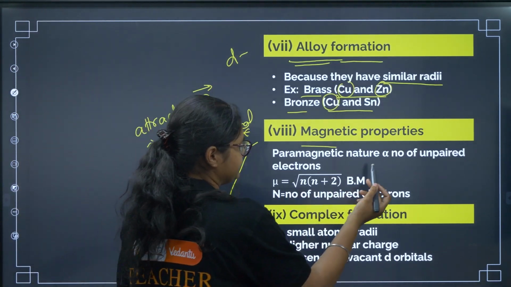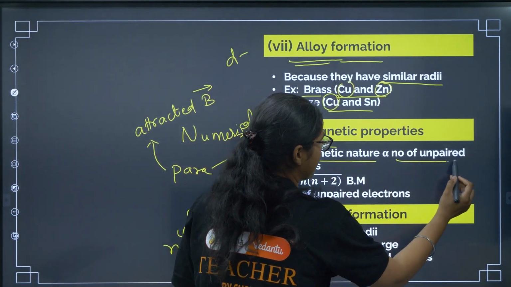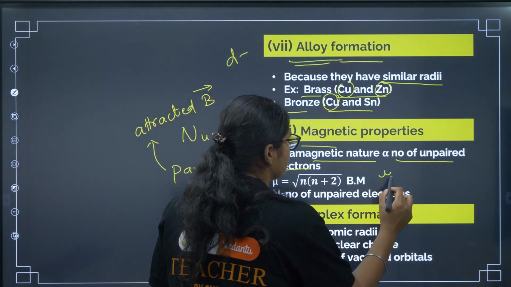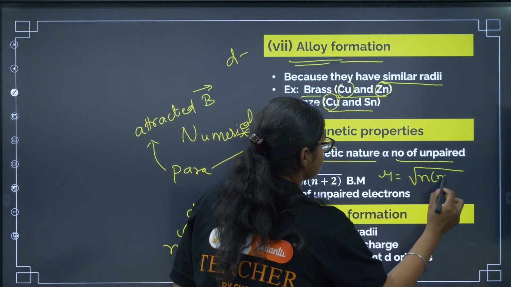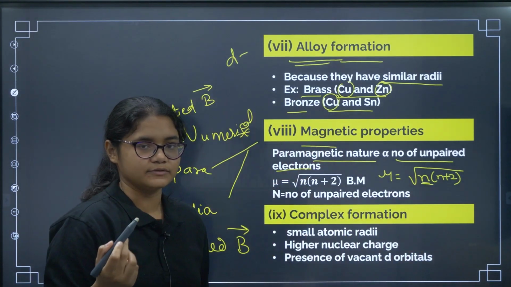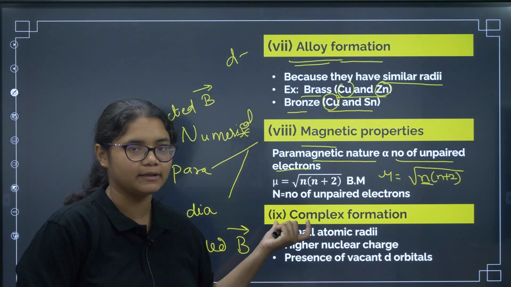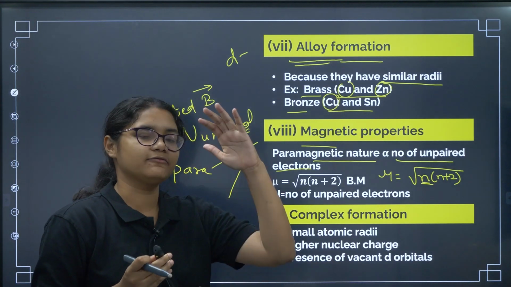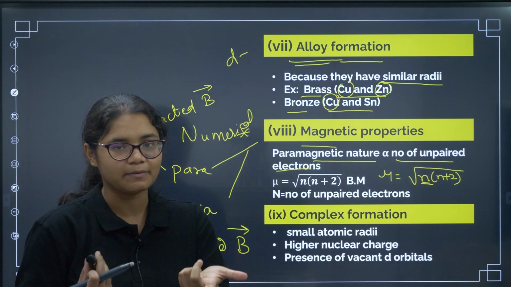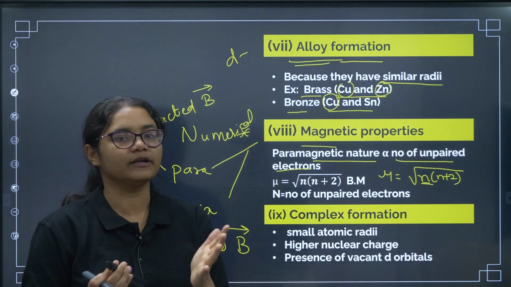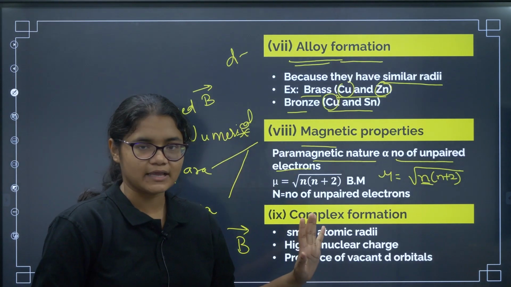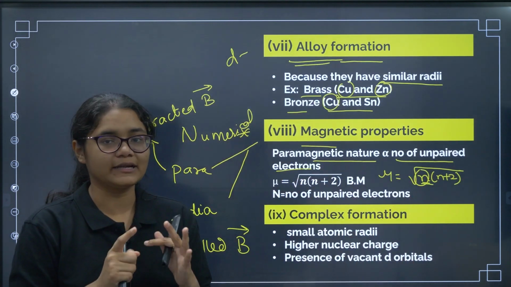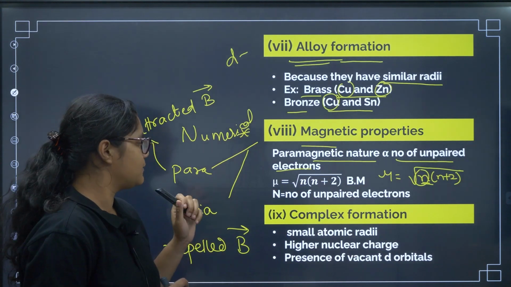Paramagnetic nature is directly proportional to the number of unpaired electrons. We have the formula mu equals root over n(n+2), where n is the number of unpaired electrons. More unpaired electrons means more magnetic moment. From here you can expect numerical questions, like 4 options given asking which has the highest magnetic moment, or arrange them in increasing or decreasing order of magnetic moment. For that you should know the number of unpaired electrons, which can be known if you know the correct electronic configuration. Very important topic.